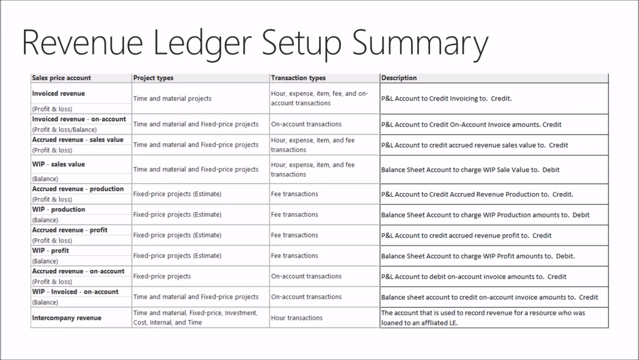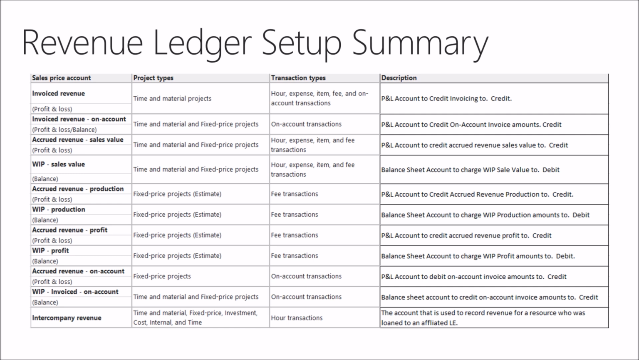And now we're looking at the revenue ledger setup summary, and this is basically the same scenario as the cost summary. You have all your different posting types on the left, and once again, all this information's out on TechNet if you search on project posting. I just grouped it together in a little more readable, more summary fashion than it is on TechNet. But what you can do is go through and understand all the different posting types and when they're used.